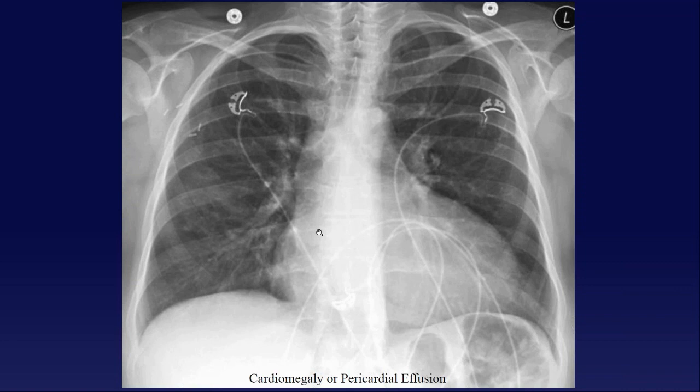Now, if you've got prior imaging and someone's got a big heart and it's still big and it hasn't changed, you can call it cardiomegaly. But yeah, just be cautious. Every once in a while, you get someone with pericarditis and a big pericardial effusion, and sometimes people miss those.